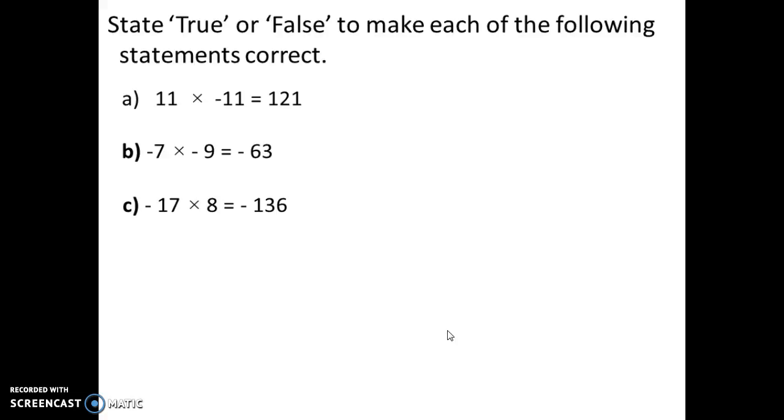So are these statements true or false? You can pause and test what you think, and then check your answers. This is false because the answer should have been a negative. This one's false because the answer should have been a positive. And this one is true.